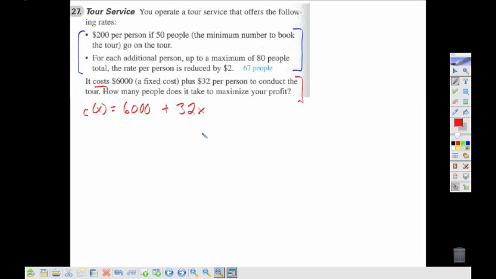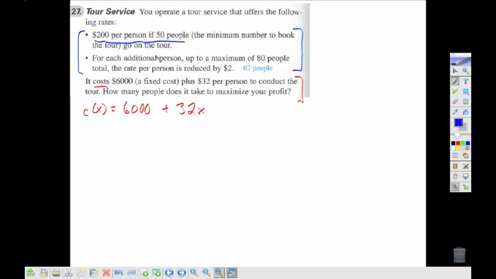Now I'm going to let X represent the number of people on tour because that's what everything's asking about, how many people can go on this. The revenue is a little bit more complicated. We have to read this carefully. First of all, it's $200 per person if 50 people go. Okay, so the first 50 people, this is the minimum.